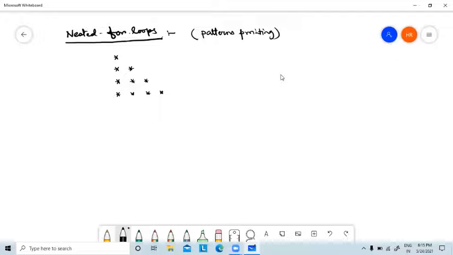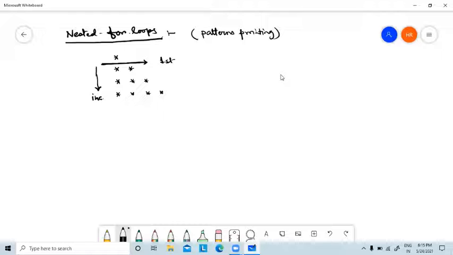Okay, print some patterns. So we have seen how to solve this problem. What is the main idea to convert this into code? Always try to implement the first line, the first row. Then try to understand the relation between row and column, how it is increasing or decreasing. So it is increasing with the row value.